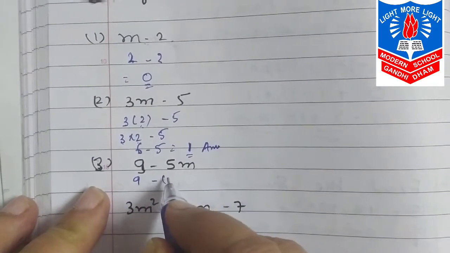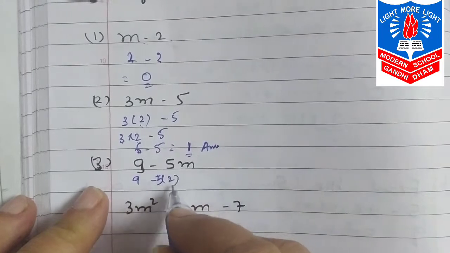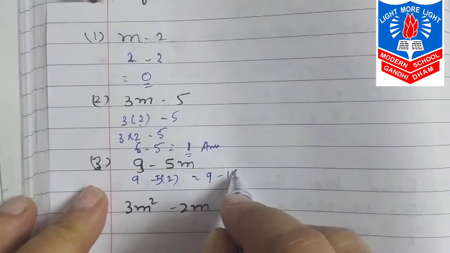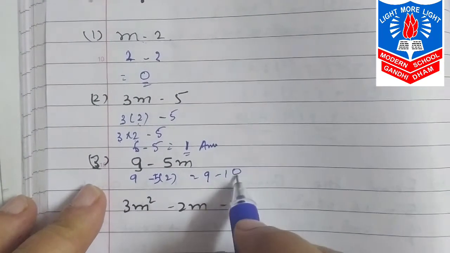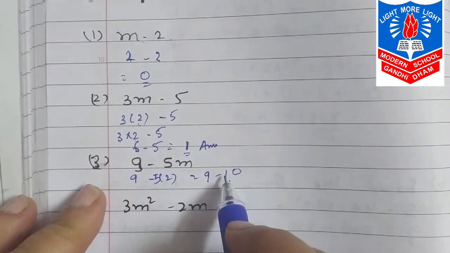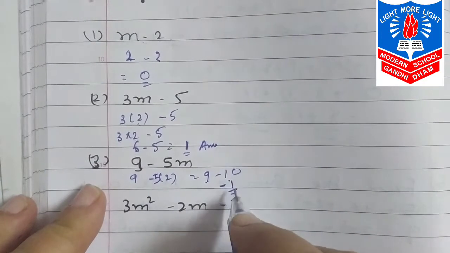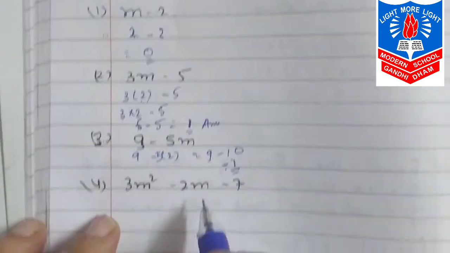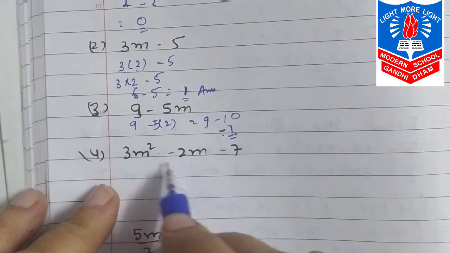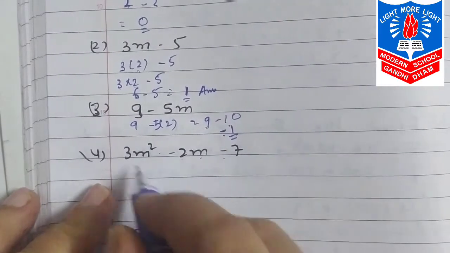Third one, 9 minus 5m. 9 minus 5m, value of m is 2. 9 minus 10. Here the bigger integer is minus 10. So 9 minus 10 is equal to minus 1. Answer is minus 1.